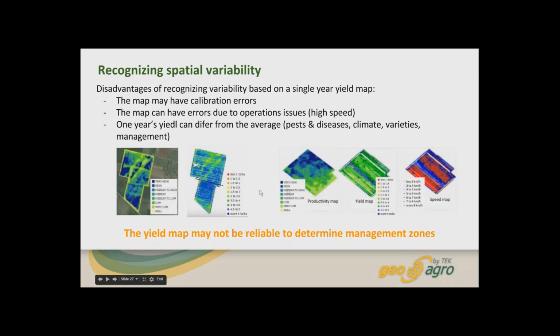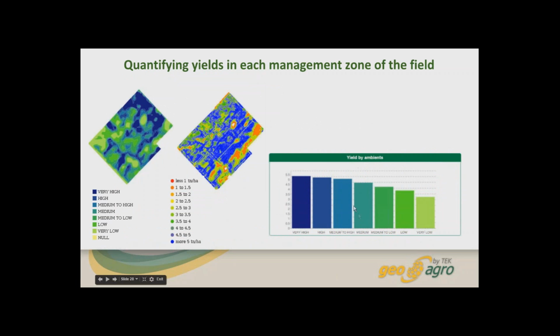In this case, we have the yield map in the middle and the speed map on the right. The yield variation was due to the speed and not to the productivity zones. We see that in areas with high speeds, in red, the yields were lower. So this is not a reliable map to create management zones. A single yield map may not be reliable. If we see two or more showing similar behavior, then we can determine management zones. That's something important to keep in mind.